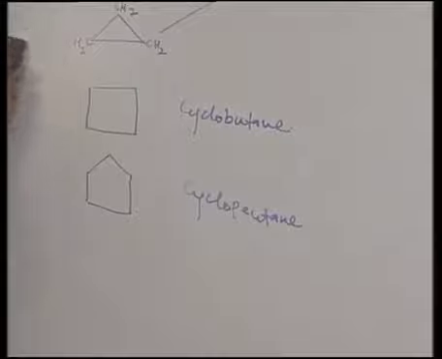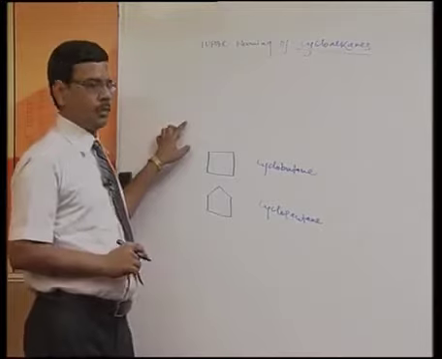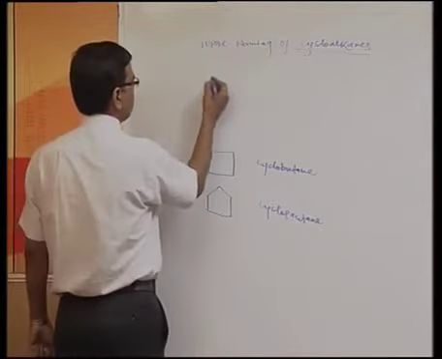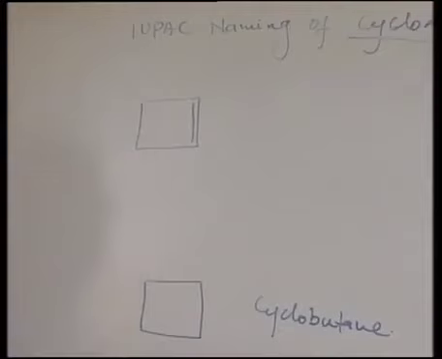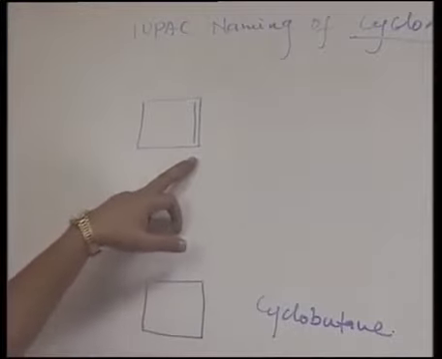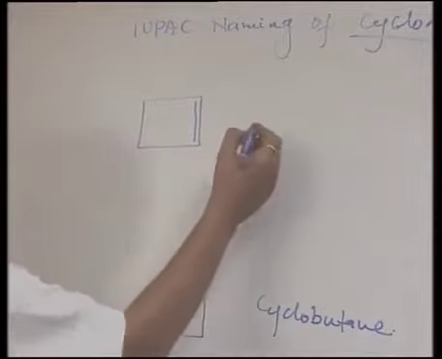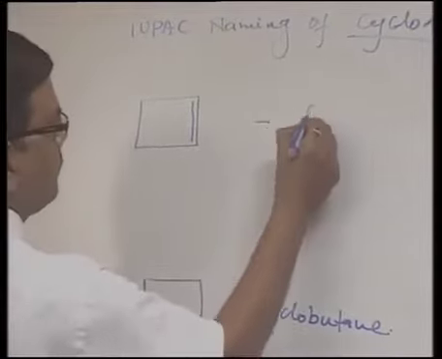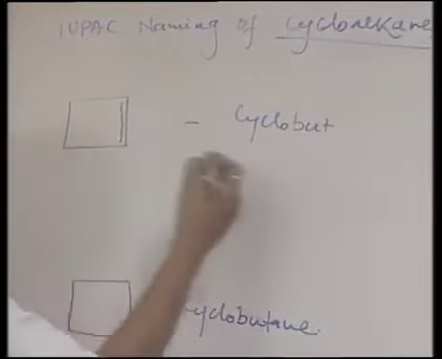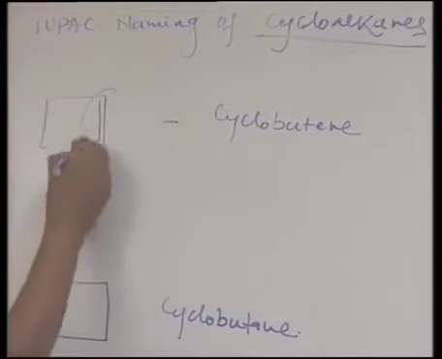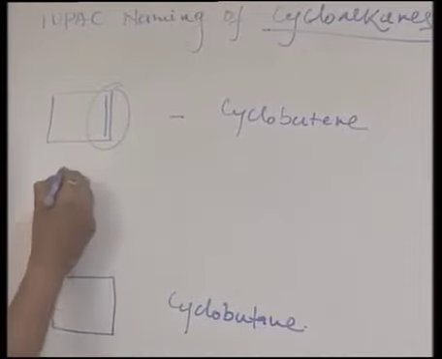Suppose we are given another compound which has double or triple bonds in the cyclic structure. Suppose the compound is written like this. Obviously it has a double bond, so it will not be a cycloalkane but a cycloalkene. For naming this we write cyclobut and then ene for this alkene group. The compound is cyclobutene.